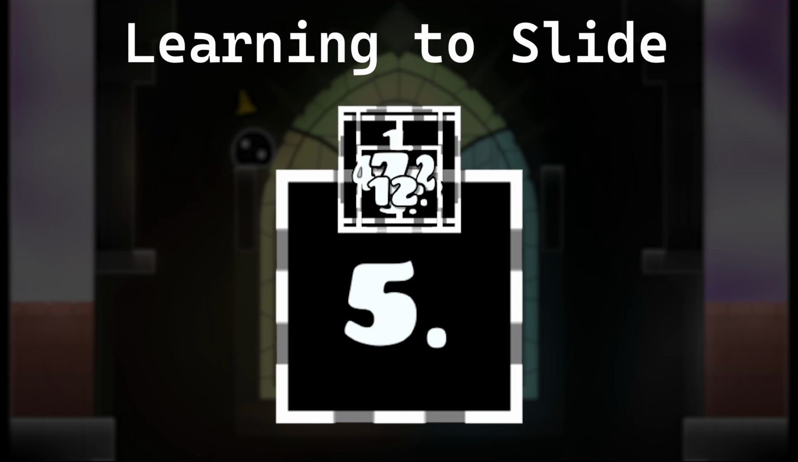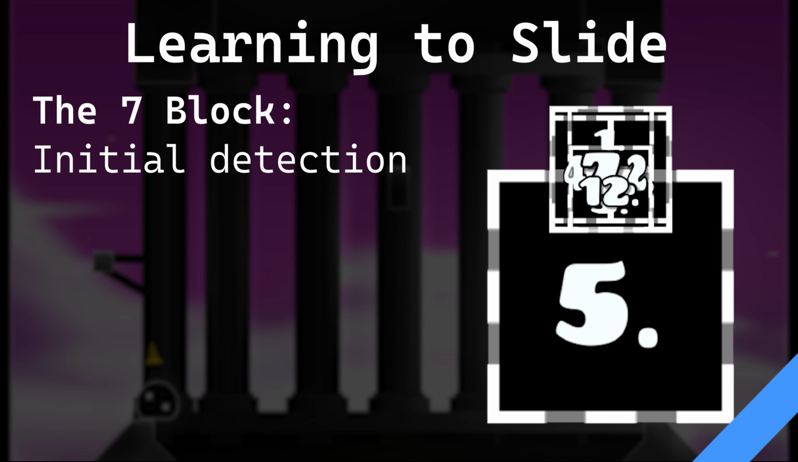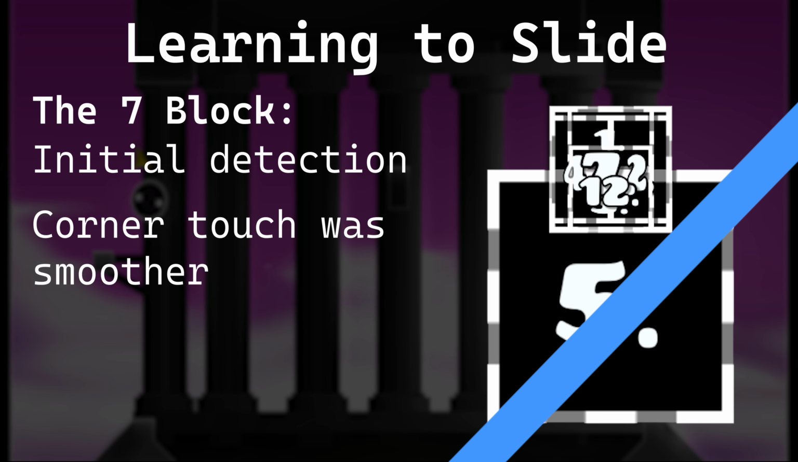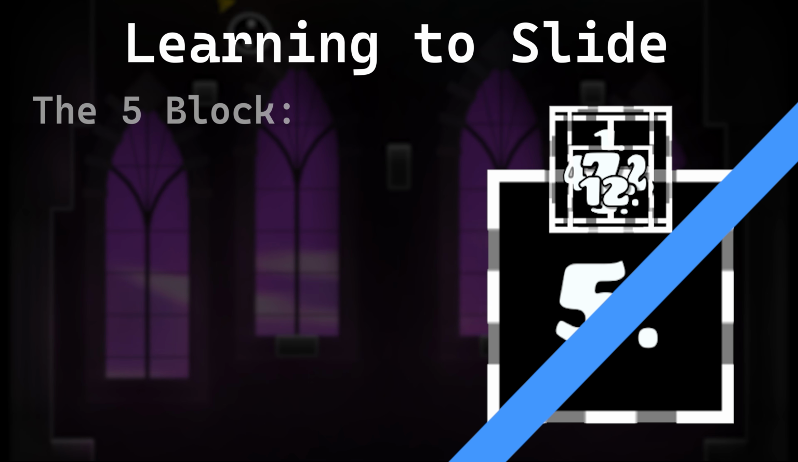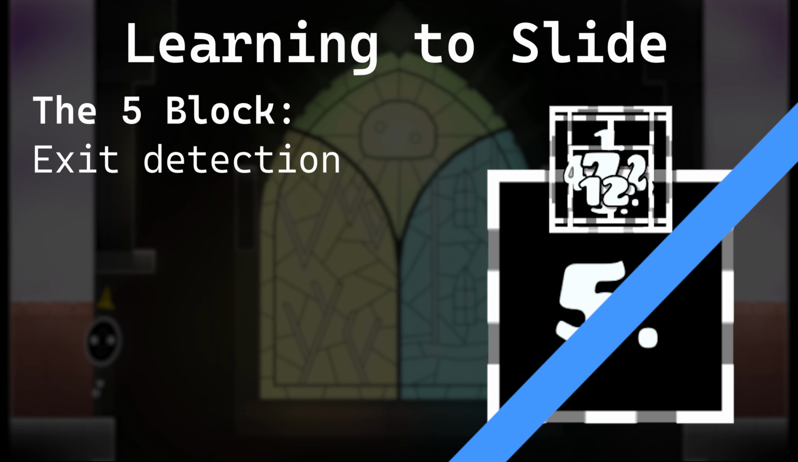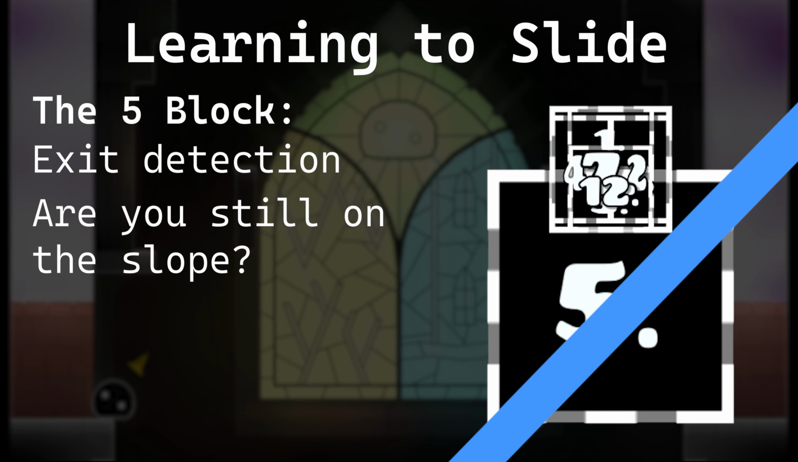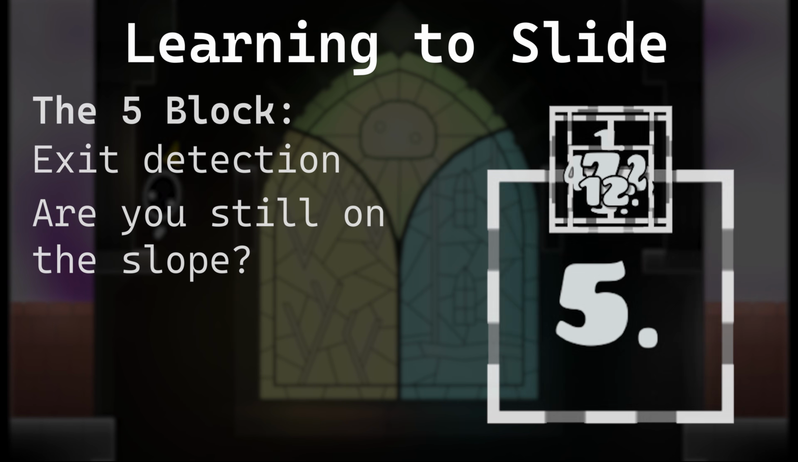The first thing to note is that slopes use a separate hitbox, the 5 and 7. The 7 block detects you landing on a slope in the first place. Using the ground hitbox would work too, but it worked better with filled out corners. The 5 hitbox is used for the opposite purpose. It's a very large hitbox, basically holding you on the rail, so to speak. It registers that you're still on the slope. When you exit the slope, it won't detect the slope hitbox anymore, and you'll return to normal.